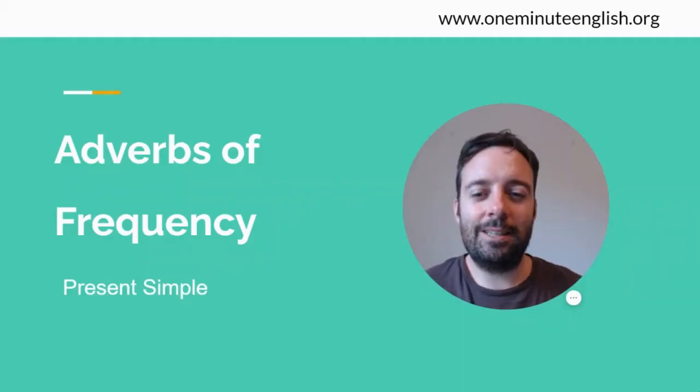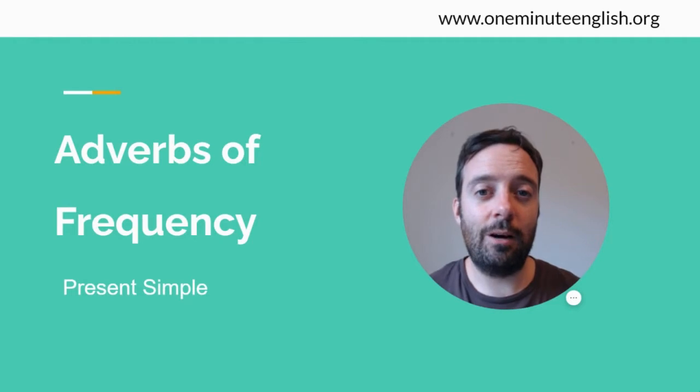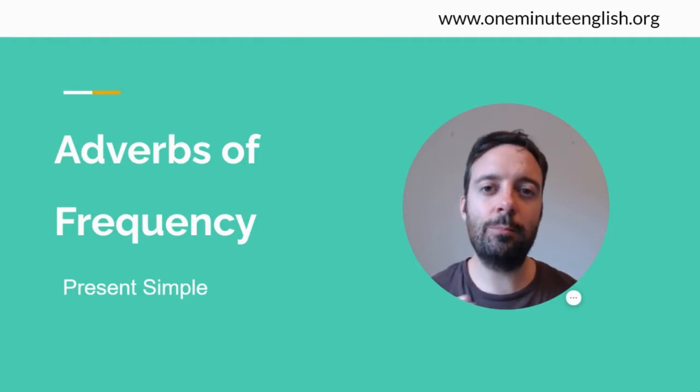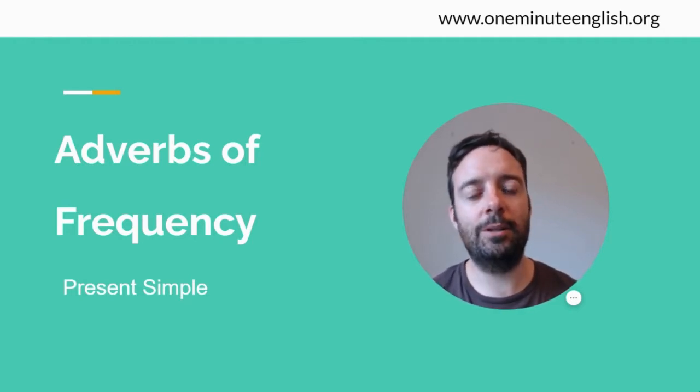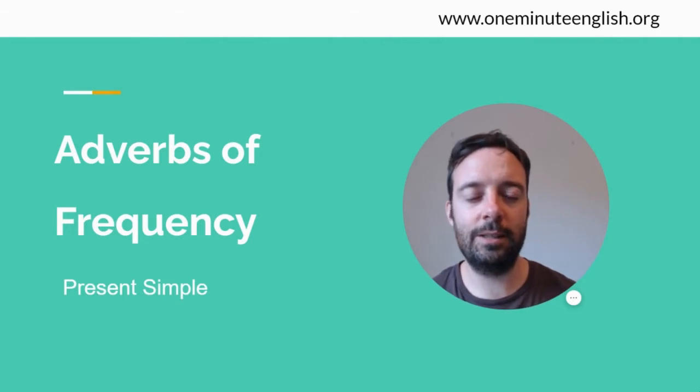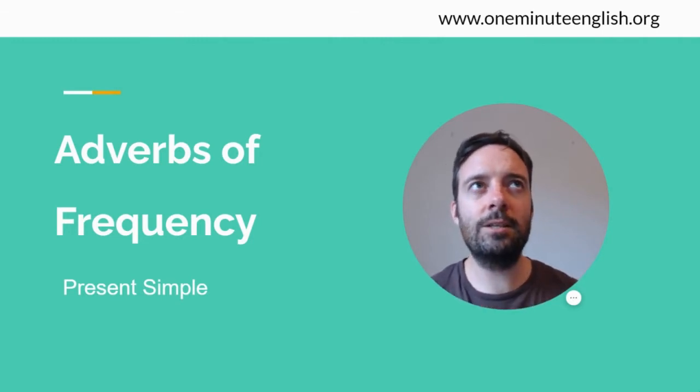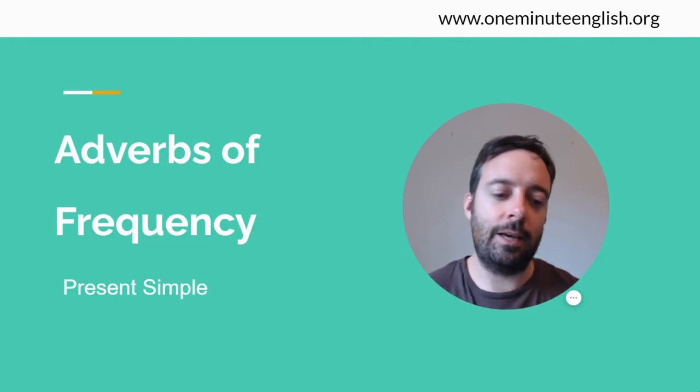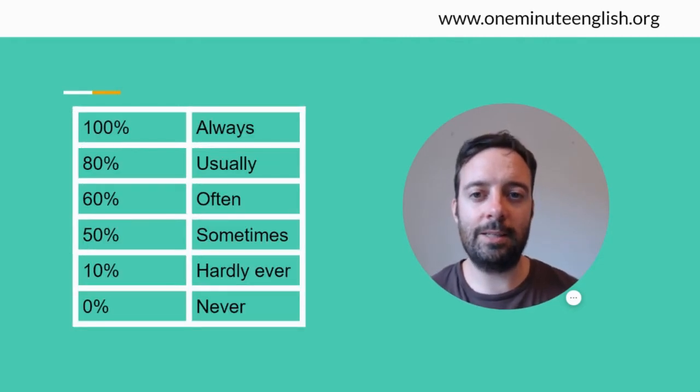In this video, let's talk about adverbs of frequency, especially in the present simple. It's very common to use adverbs of frequency. Okay, so basically the question is, how often do you do something? And then you say some of these most common examples, right?